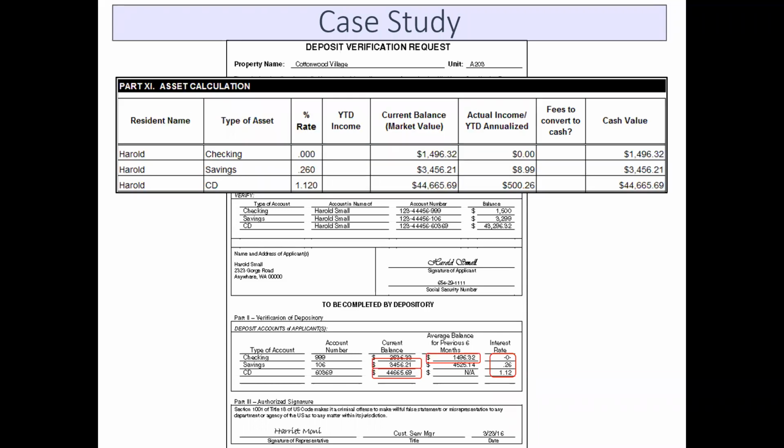So when we take that and put it on the HEC, it was already there for us, but we have checking, savings, CDs, filling in the interest rate, filling in the values. Interest rate times the current balance will give you the annualized expected income. Fees to convert to cash, that would be if these weren't amounts that could easily be gone in and drawn off the bank. If there were a fee to get that money out, we would subtract it. We're going to look at that in just a moment with the house. And then we have the cash value all the way out to the right as well.